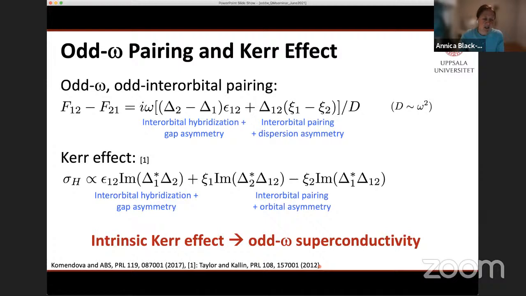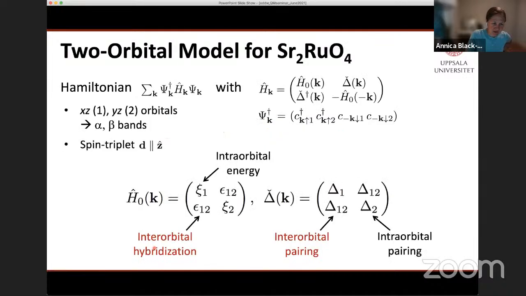Well, let me first say, this is really assuming it's an intrinsic Kerr effect. It could be caused by disorder in the material, and what I've said is not that. It could be impurities, and there's a list of other possibilities. What we did was the 2-orbital model, but we also did 3-orbital, but let's say 2 for simplicity. We did not have any frequency dependence here. We had momentum dependence, but no frequency dependence.